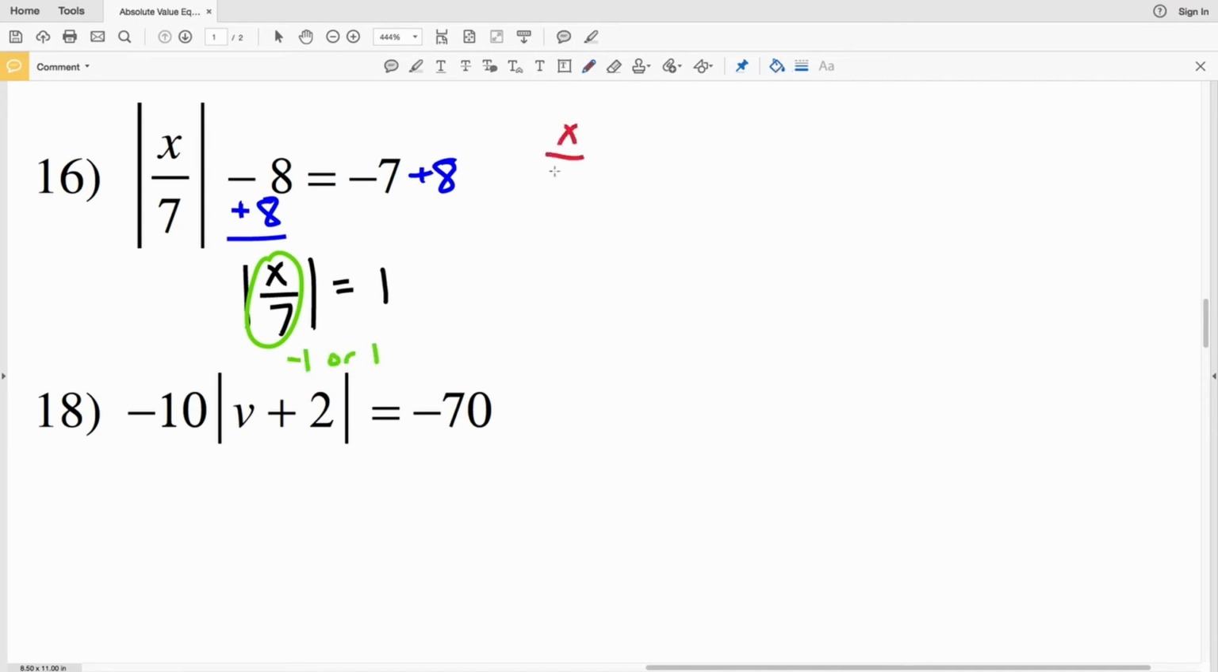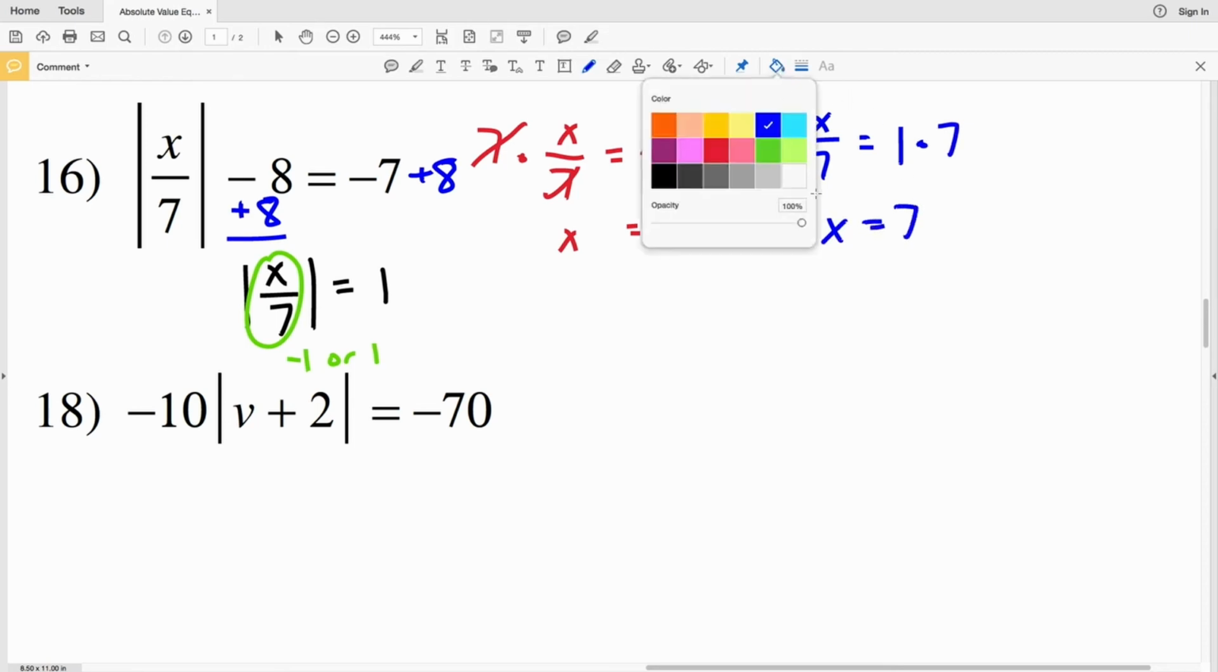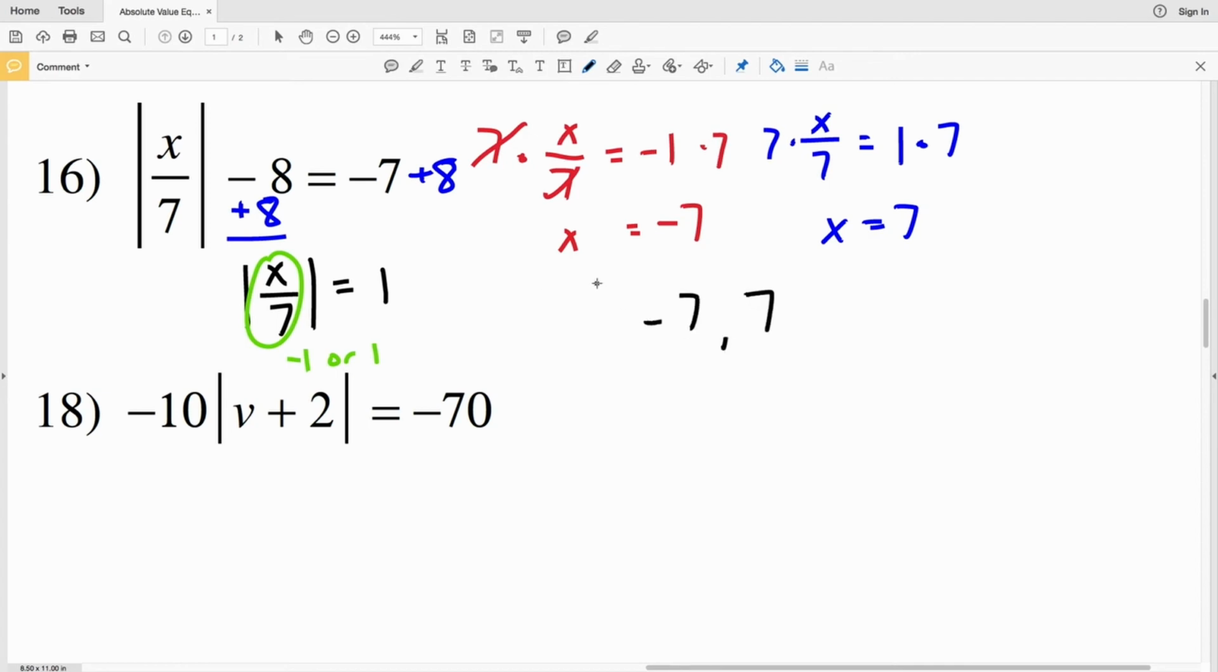So when x over 7 equals a negative 1, we're going to multiply by 7 on both sides to get that x equals a negative 7. When x over 7 equals that positive 1 option, when we multiply both sides by 7, we get that x is equal to a positive 7. So for number 16, x, the variable, can either be negative 7 or positive 7. Either is correct.